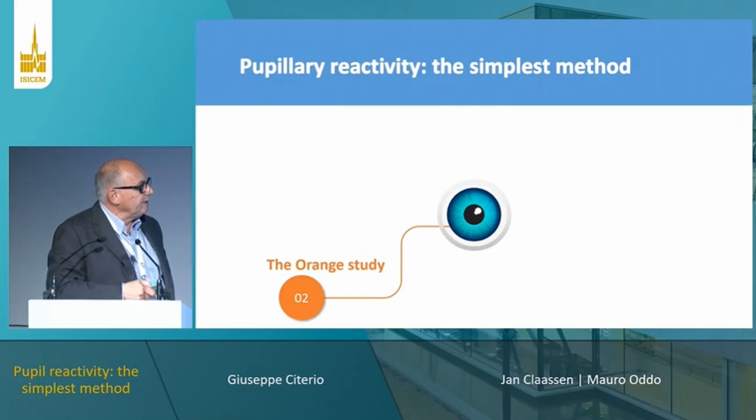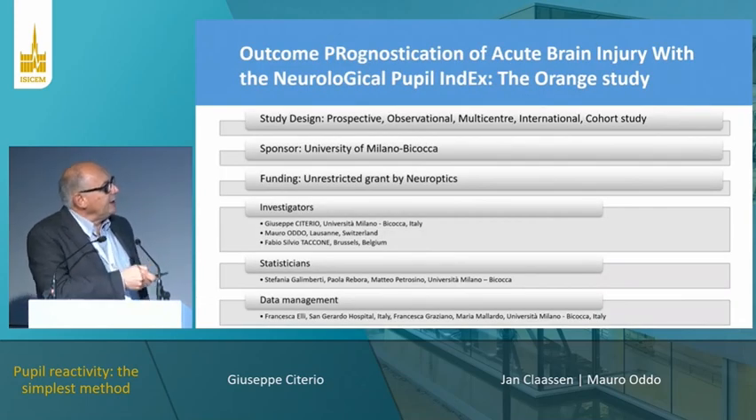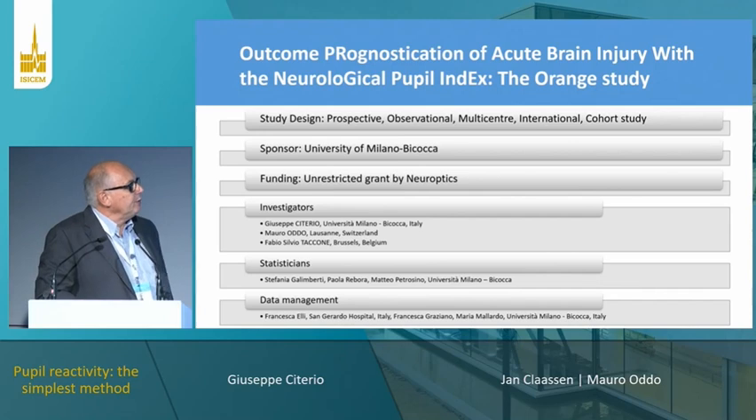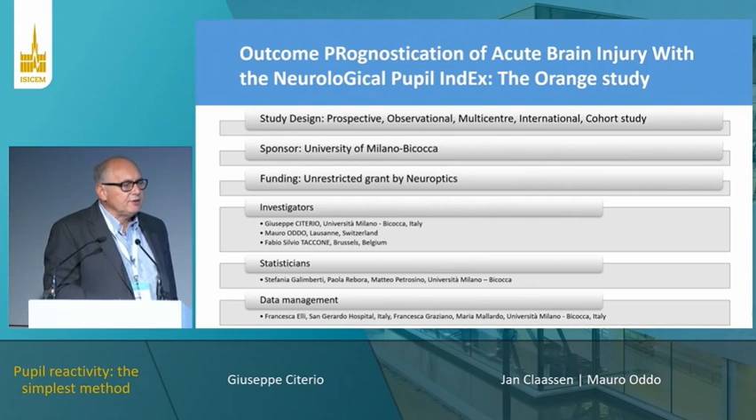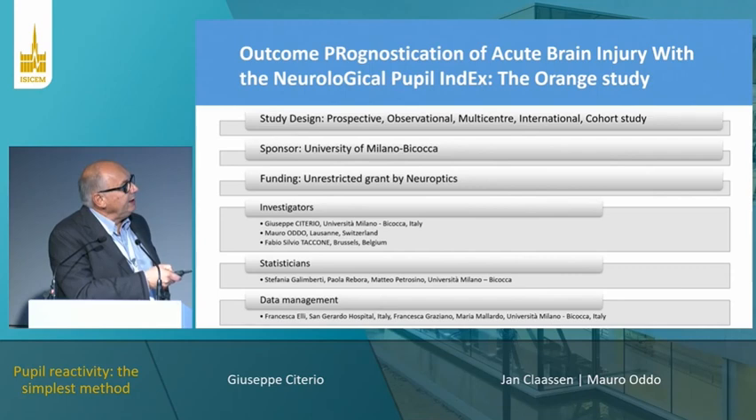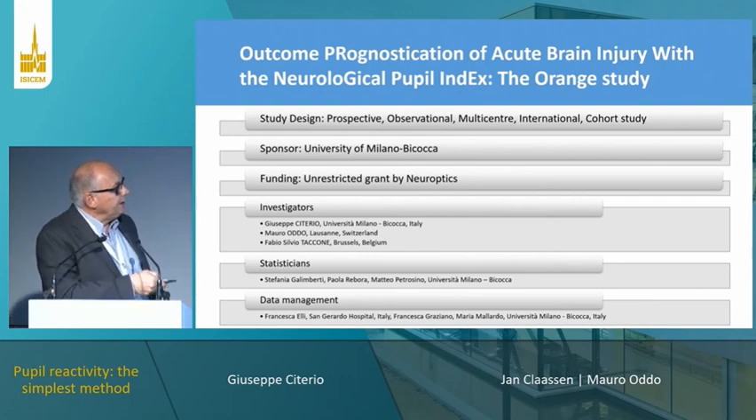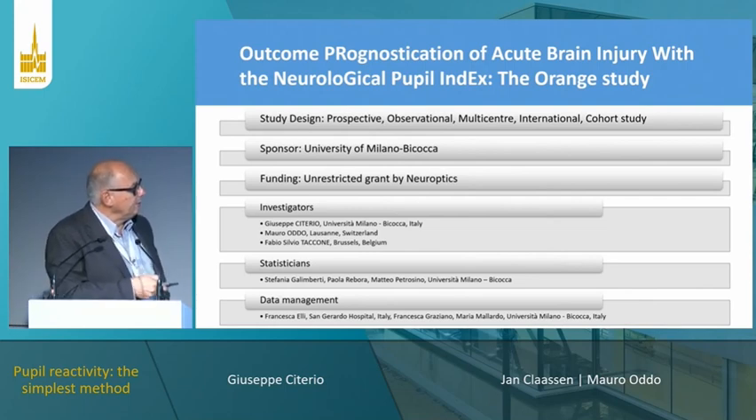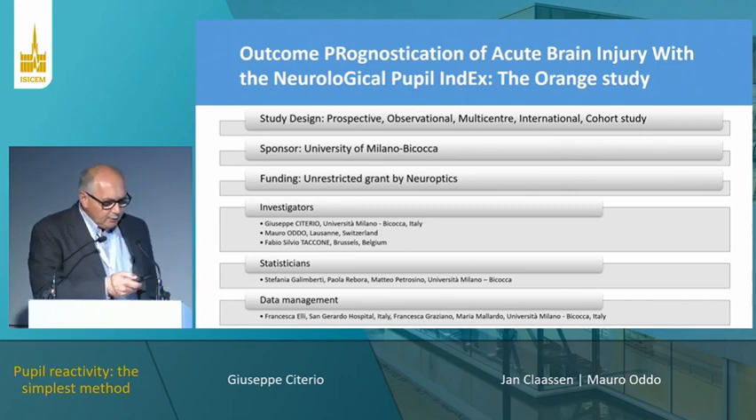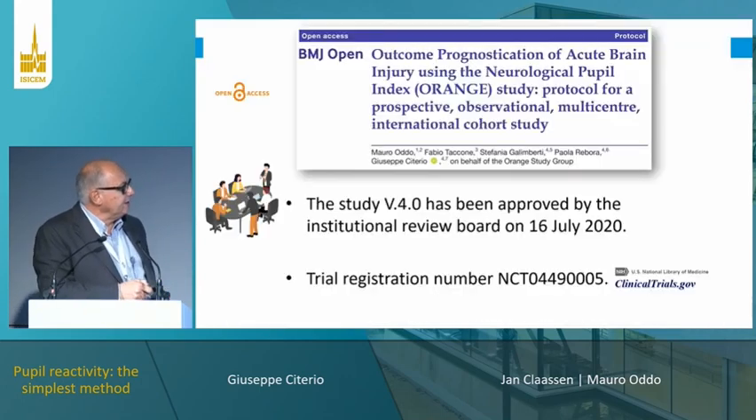And so we developed the so-called ORANGE study, the acronym of the outcome prognostication of acute brain injury with the neurological pupil index. It's a prospective observational study because we didn't change the practice in the clinical unit, multi-center, international, and sponsored by our university with an unrestricted grant from the company that didn't have any influence on the result of the trial. I was the leading investigator along with Mauro and Fabio Taccone, and we developed the structure of the data analysis with a statistician in Monza.